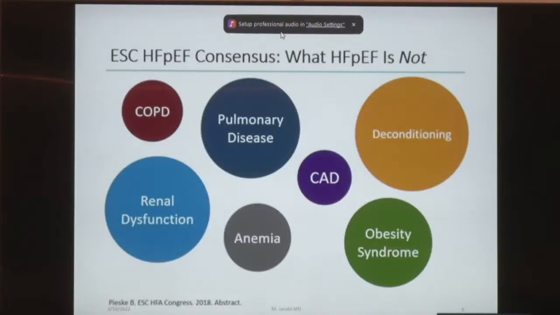Now let's look. You have a patient with heart failure with preserved ejection fraction. The symptoms will be similar to someone with COPD, with pulmonary heart disease, with renal dysfunction, with anemia, with obesity, with coronary artery disease, with deconditioning conditions. And that's why the diagnosis becomes very difficult, because once you put heart failure with preserved ejection fraction, have you worked out to rule out this is not COPD? Because if it's COPD, all of us know it is an untreatable disease.